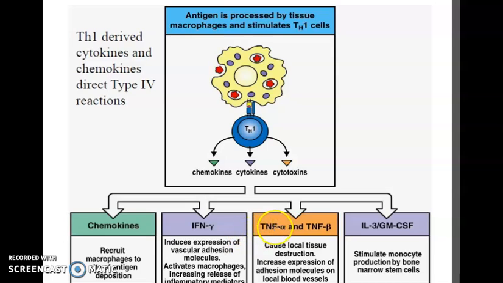The tumor necrosis factor alpha and beta cause local tissue destruction and increase expression of adhesion molecules on local blood vessels. The interleukins stimulate monocyte production by bone marrow stem cells.